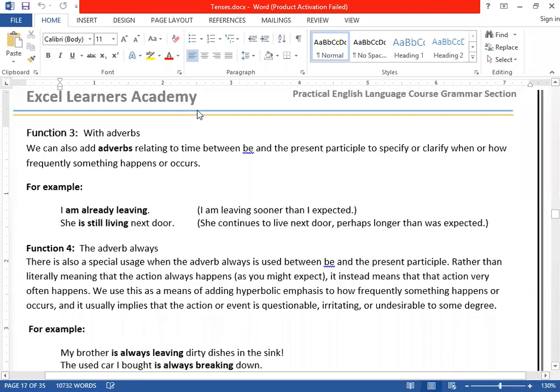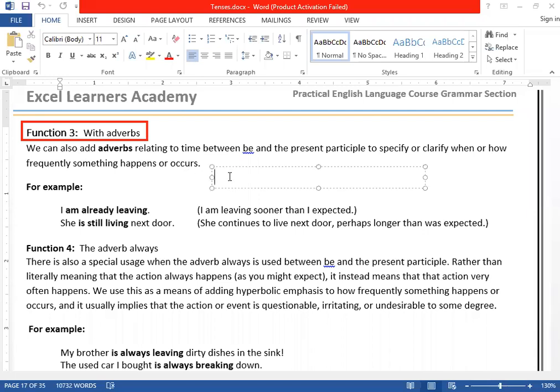Function number 3 of present continuous tense is we use it with adverbs. Clear? You can use them with what? With adverbs. We can also add adverbs relating to time between be and the present participle. Between what? Between be and present participle. Clear? We can add adverbs.